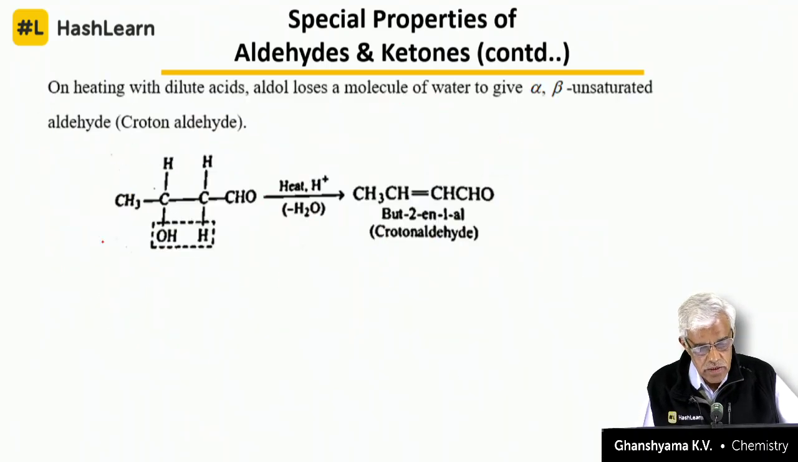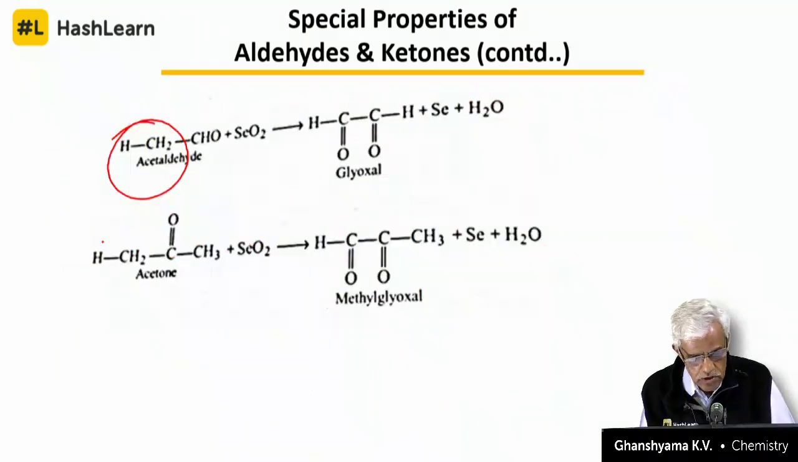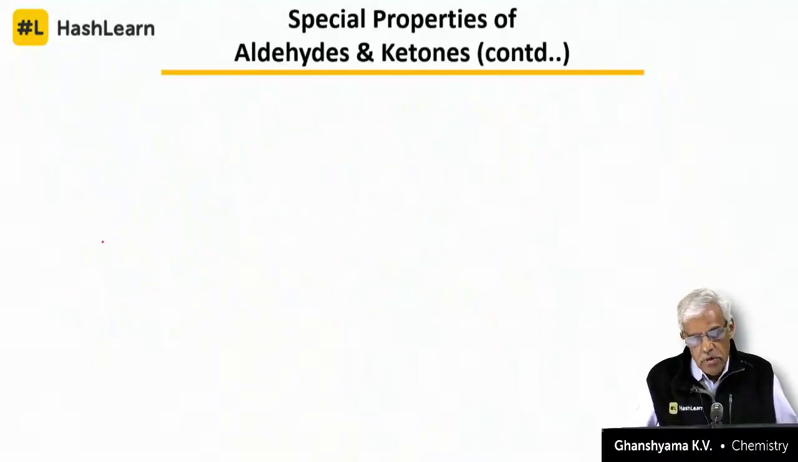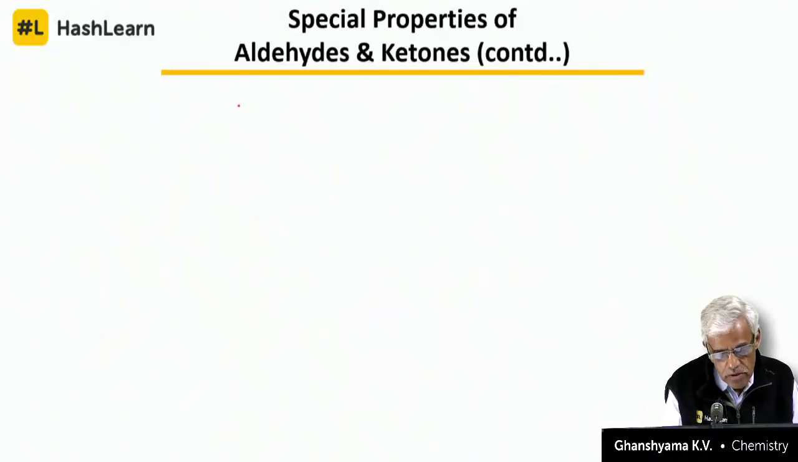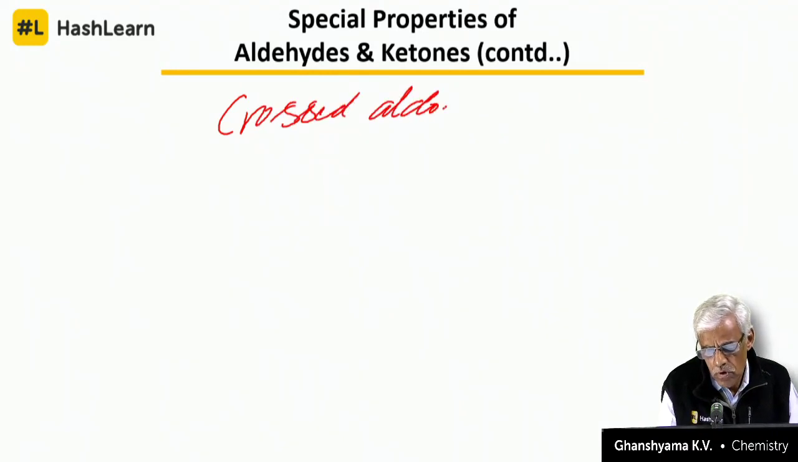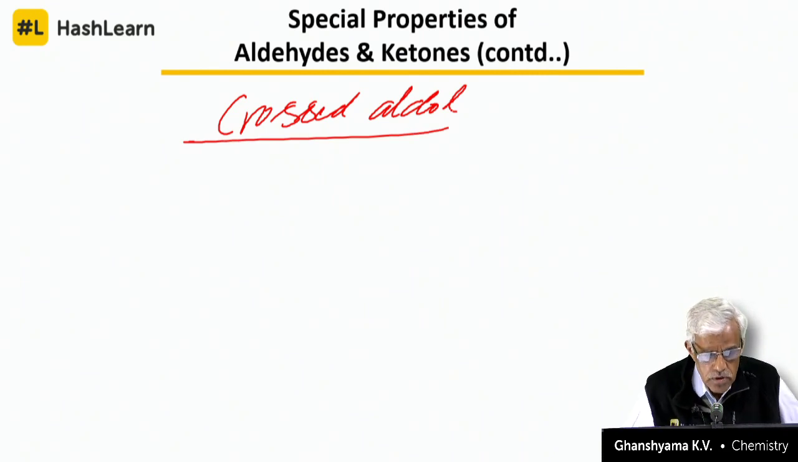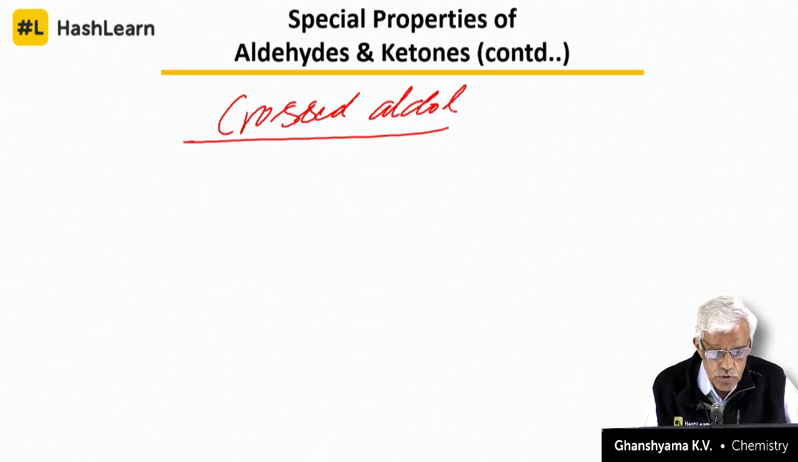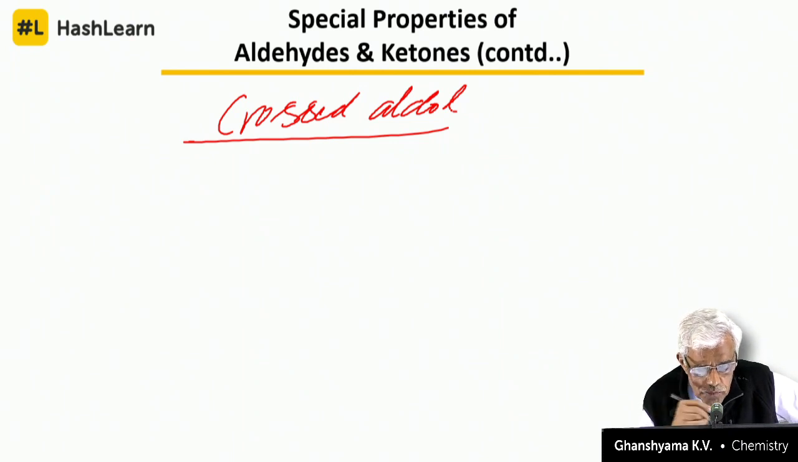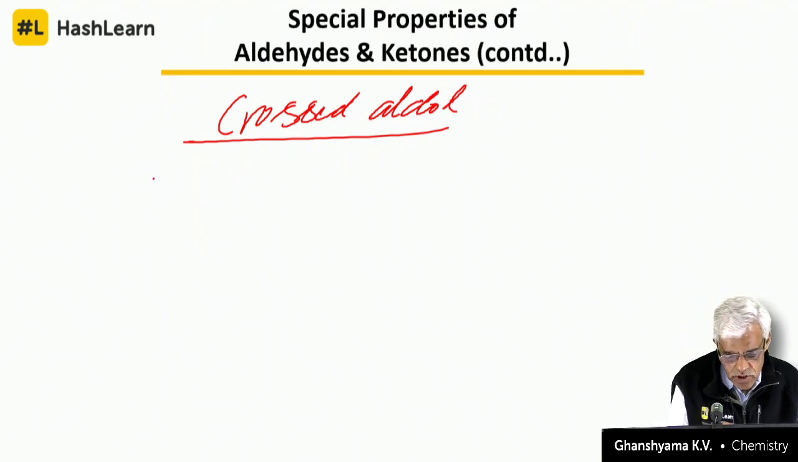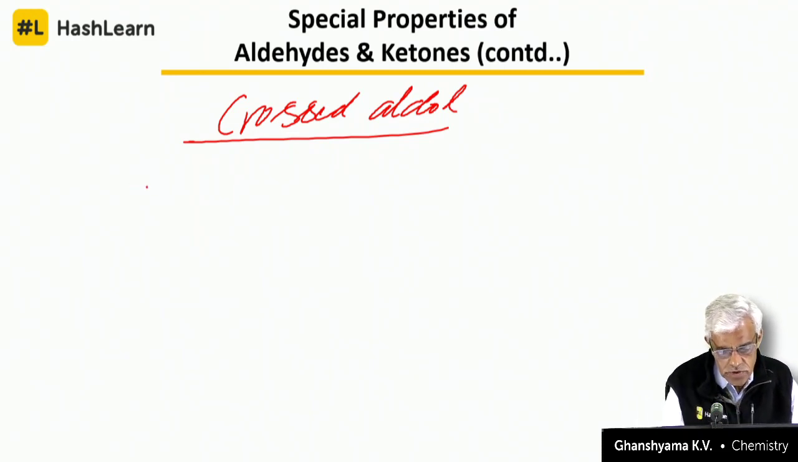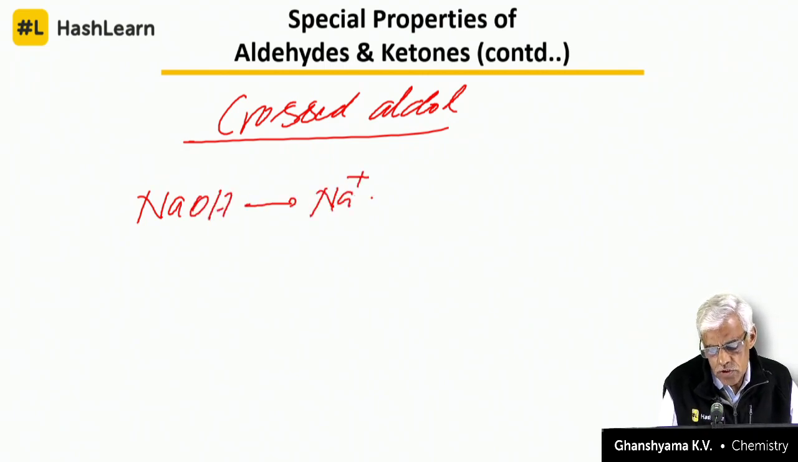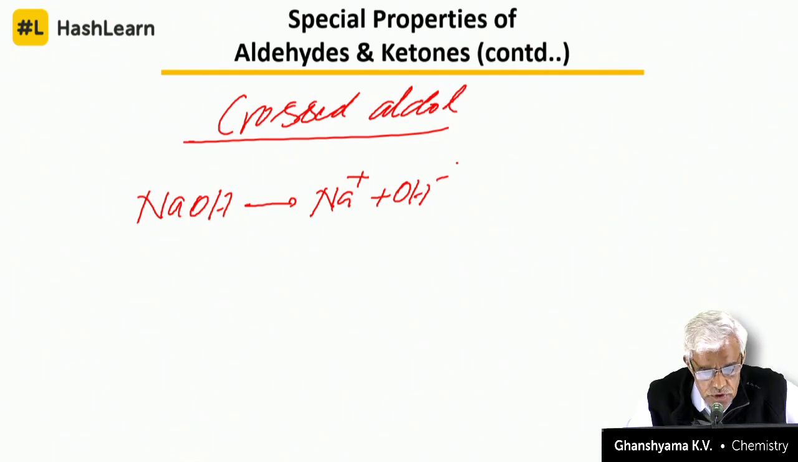Now, I would like to explain crossed Aldol condensation. If 10% NaOH is used, the reaction takes place with dilute NaOH. See here, the actual reaction is like this. NaOH gives rise to Na plus and OH minus.